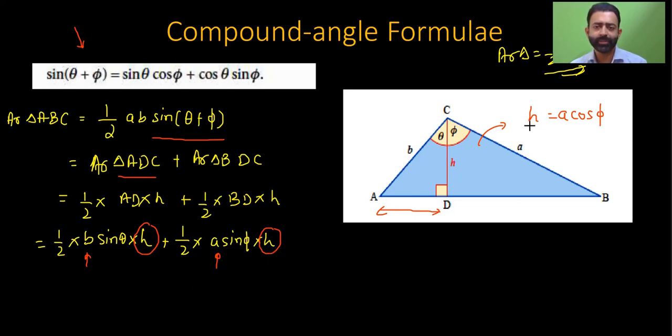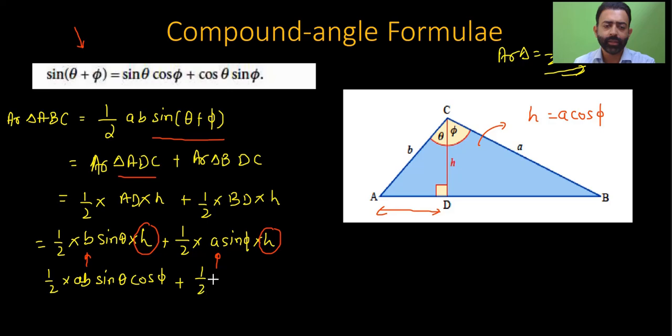Right? So I will replace the h of the first term with a cos phi so that a and b both are there. So I will write this as half ab sin theta as it is, b as it is, and h I have replaced with a cos phi. So a is here and here it is cos phi, right?